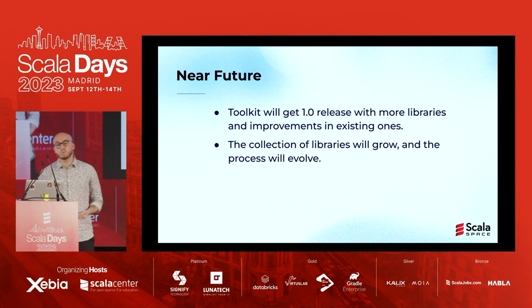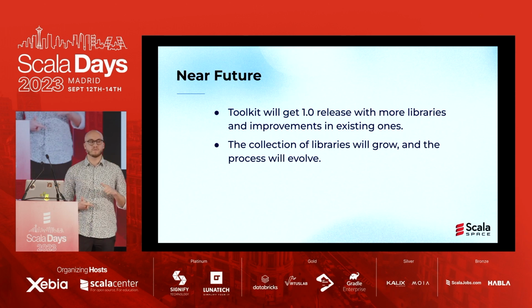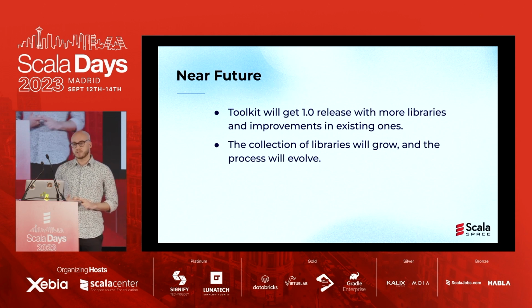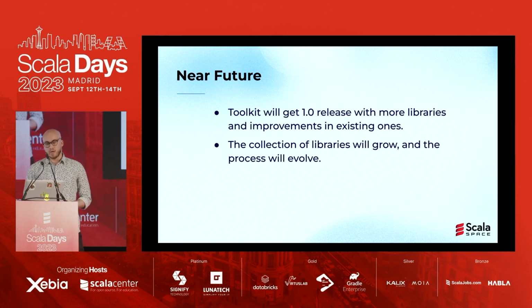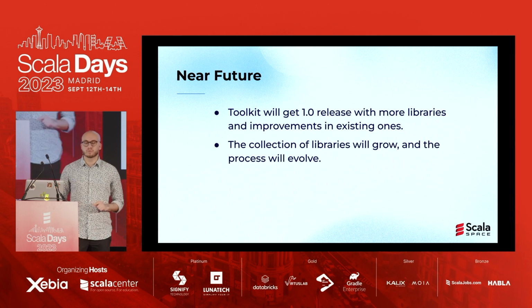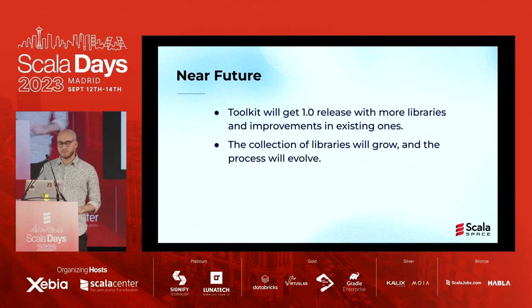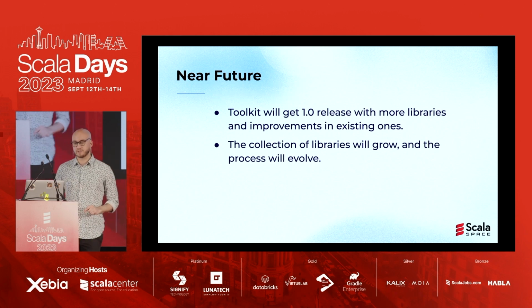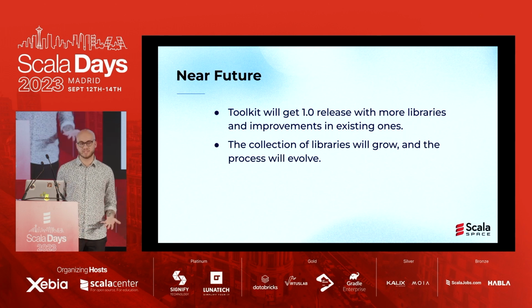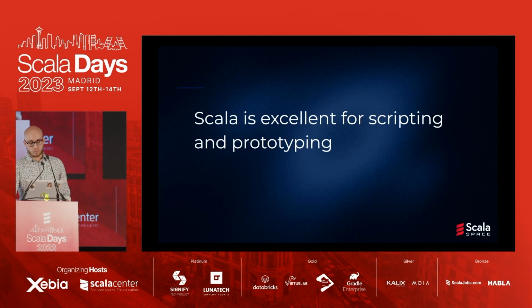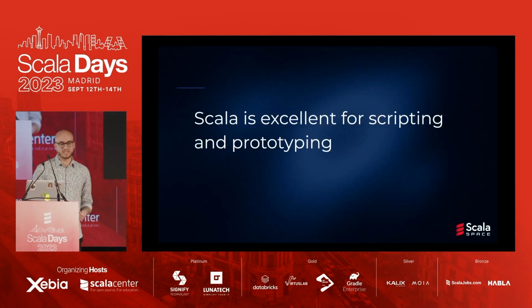For the near future, we want to release version 1.0 of the toolkit. It will have more libraries, and we'll have usability fixes based on the cognitive measures I spoke about. And after that, we still want to grow the collection of libraries, evolve the process I was speaking about, and also improve the usability of the libraries that are already there, and also add more integrations between these libraries.